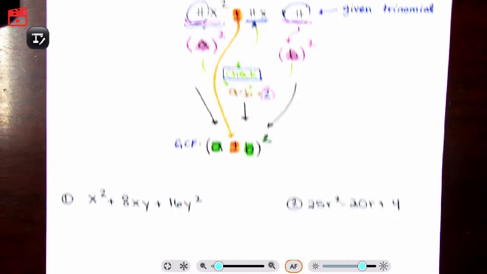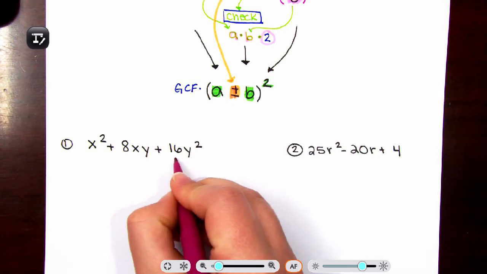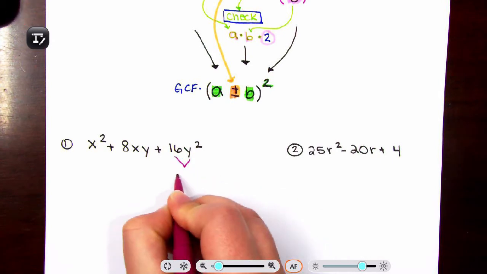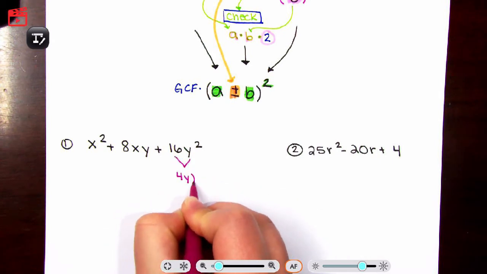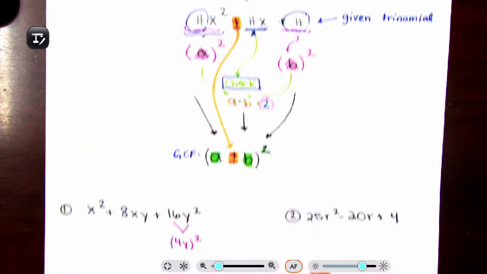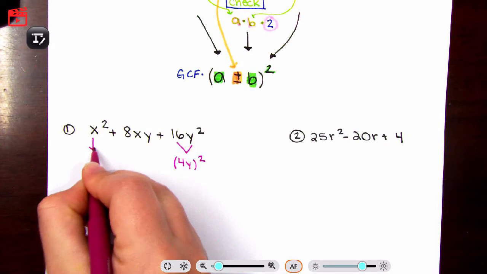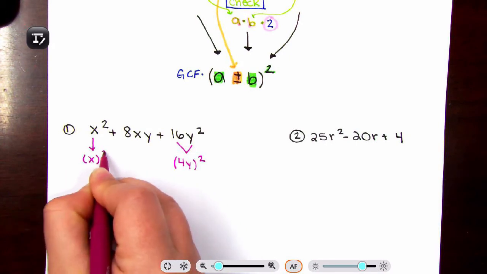Let's start out with an example. Example number 1, I have x squared plus 8xy plus 16y squared. So the first thing, I'm not really sure if this is a perfect square binomial. However, I do see a 16y squared. So I'm going to rewrite that as 4y squared. Now, in order for this to work, I also need this right here to be a perfect square. Is x squared a perfect square? Yes. I can rewrite this as x squared.